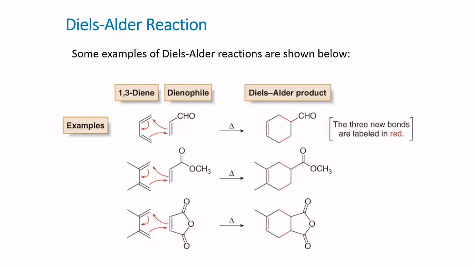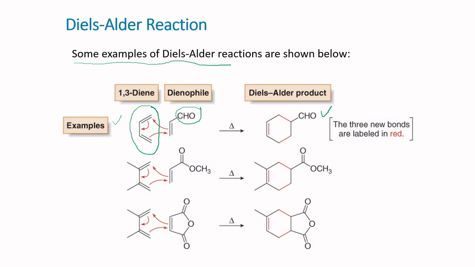In the Diels-Alder reaction, there are some examples that we can explore. If we look at the example here, this is a normal diene without any particular substituent, and a dienophile with an aldehyde group. When it reacts under thermal condition, it will give this new product.